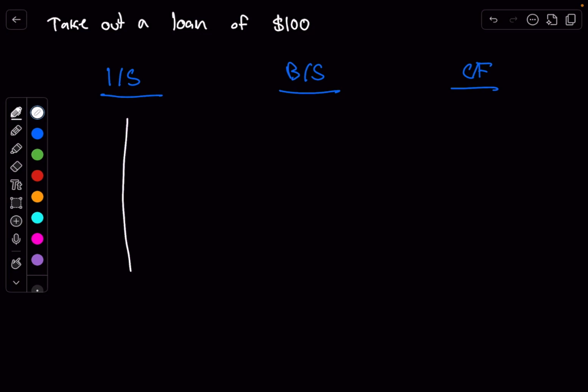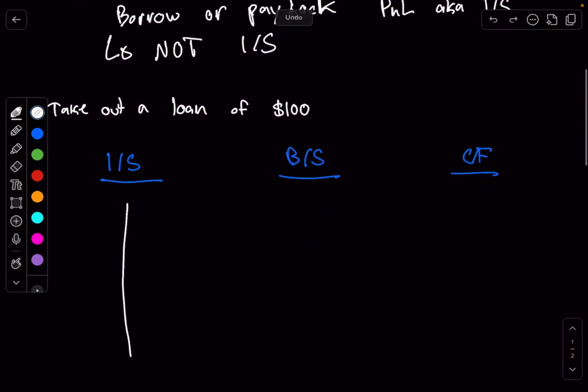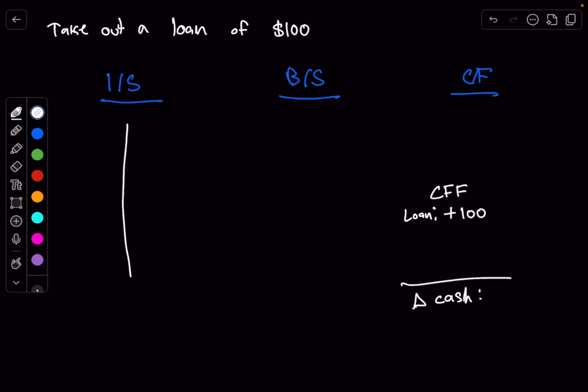Now we move on to the cash flow statement, right? On the cash flow statement, if you take out a loan, what happens? You get cash, right? Whenever you take out a loan. That's more cash in your pocket. So we're going to adjust that as a positive 100 under cash flow from financing for the loan amount, right? So overall, our change in cash is going to be a positive 100.